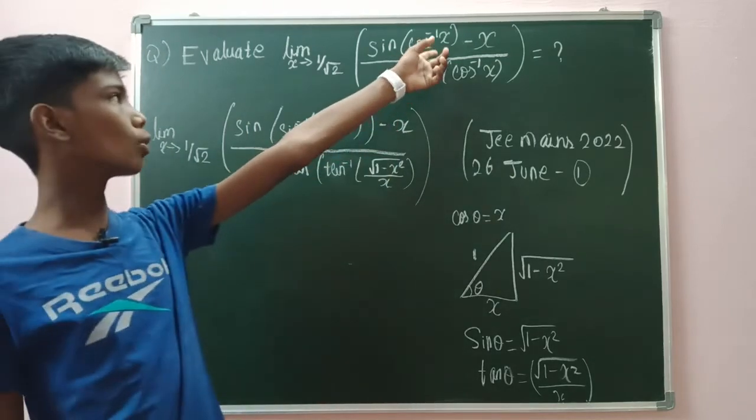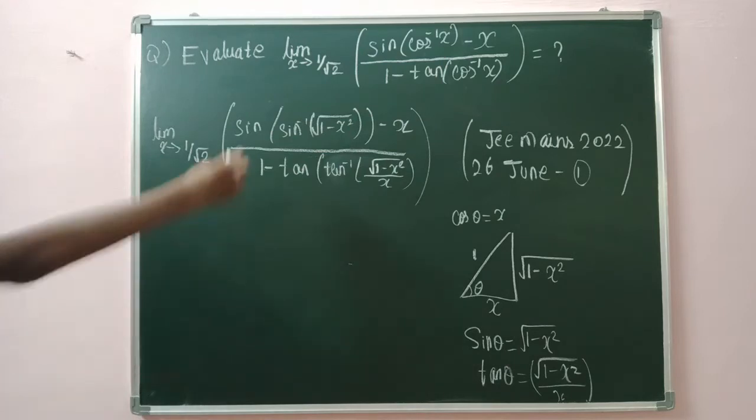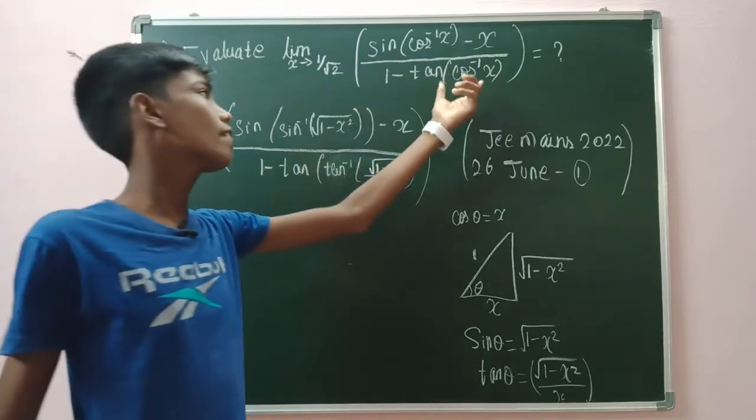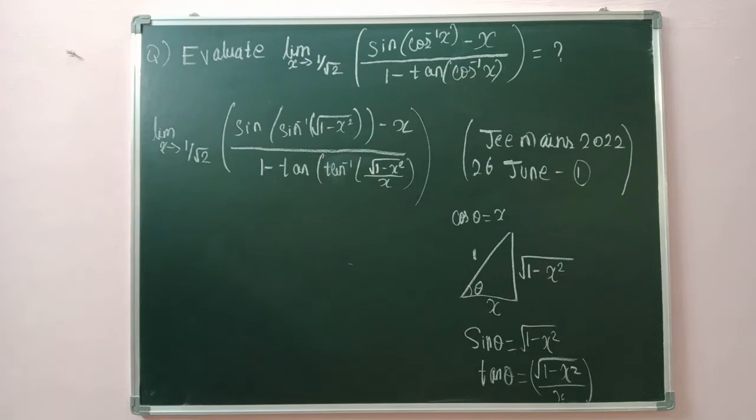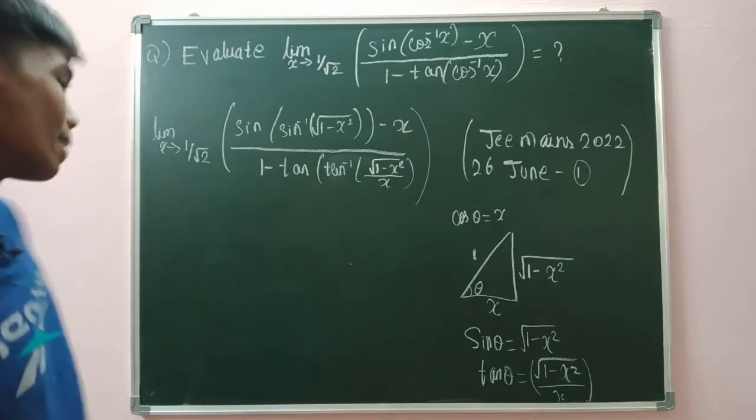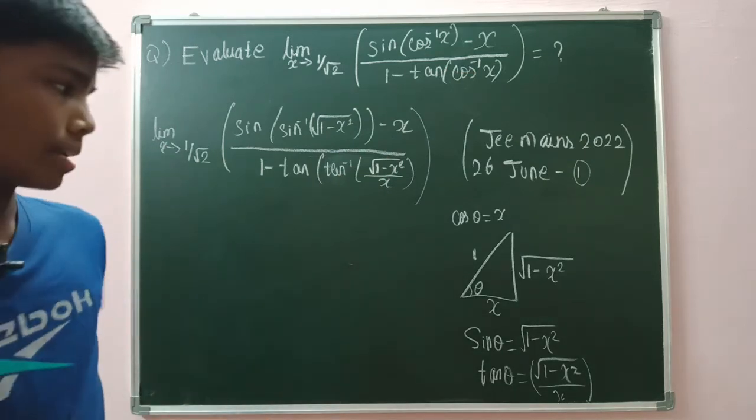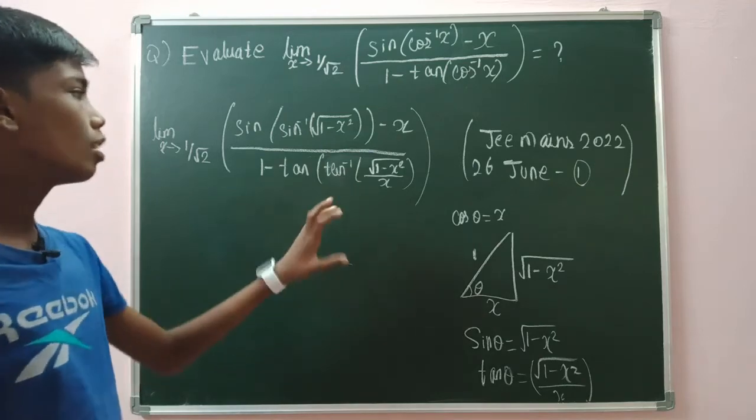Just convert this cos inverse in terms of sine inverse, that will be sine inverse of root of 1 minus x square, and just convert this cos inverse in terms of tan inverse, that is tan inverse of root of 1 minus x square by x, using your triangular method. Okay, hence your theta value will be this.